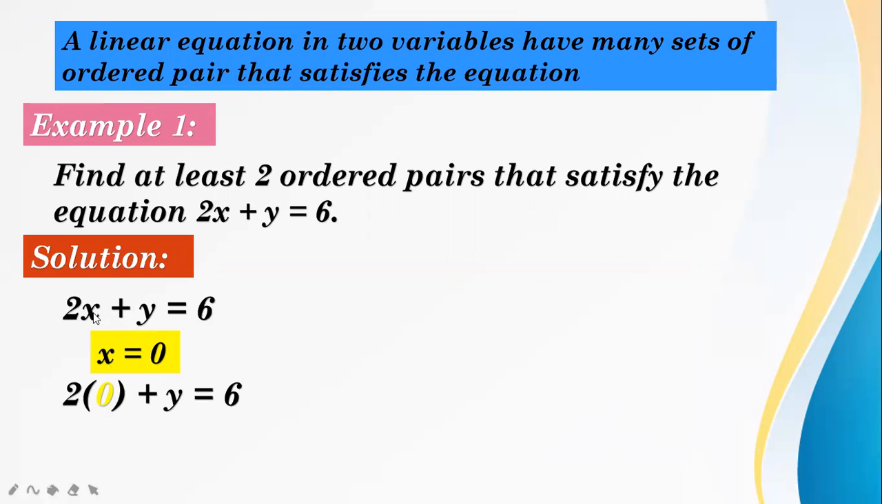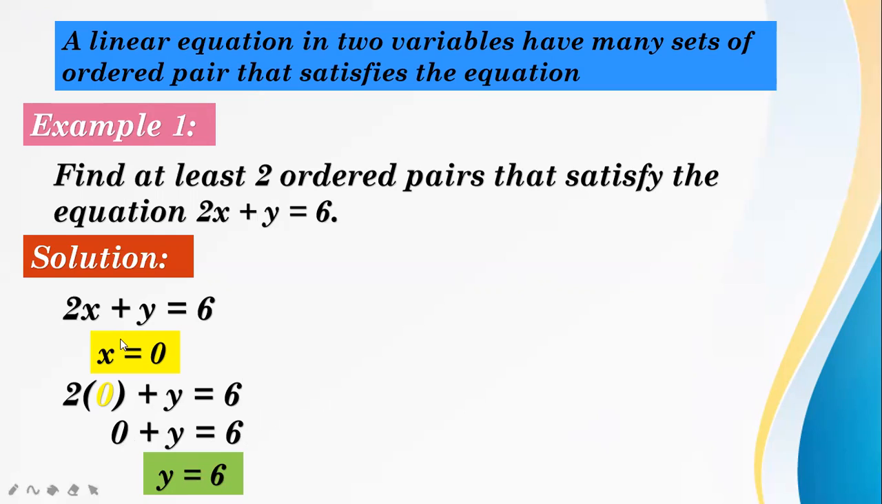Then substitute the value of x, which is 0. Change x to 0, so we have 0, and then copy y, then equals 6. Then 2 multiply 0, the answer is 0, plus y, equals 6. Then 0 is nothing, so therefore y equals 6.